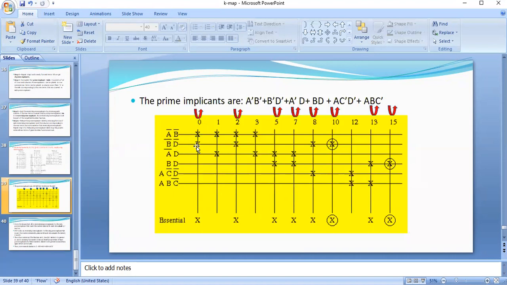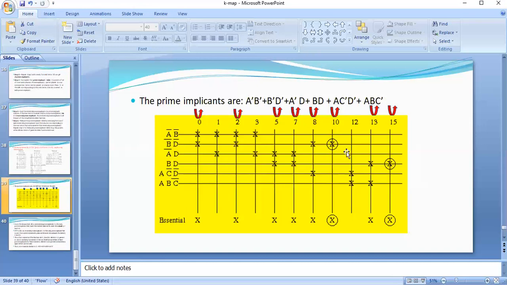After that, observe each column. Here, two cross marks are there, two cross marks, two cross marks, two cross marks. But here, see, only one cross mark. It means this minterm cannot be covered by any other prime implicant, any other group. So this corresponding prime implicant is what we call an essential prime implicant. Here B bar D bar is an essential prime implicant, so this should be in the final expression.